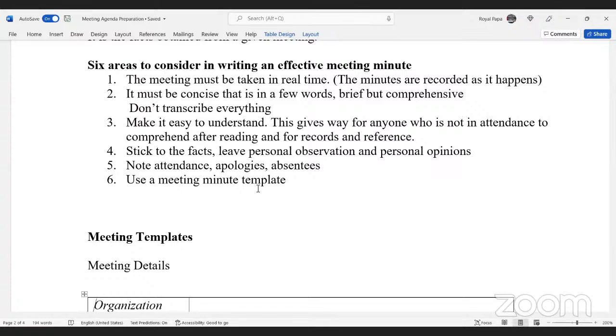And then she came again. Hey, your personal opinion shouldn't come in here. You have to note attendees, apologies, and absentees, to come in the next one.